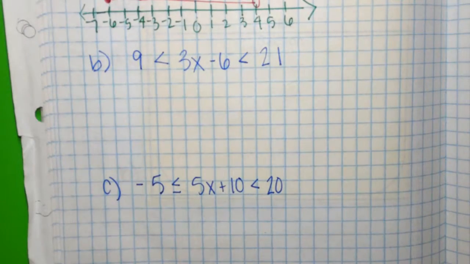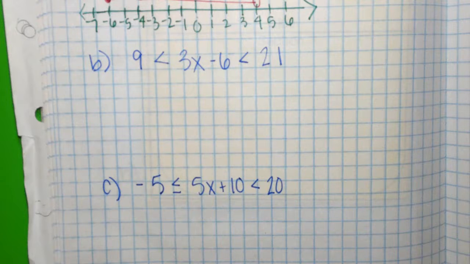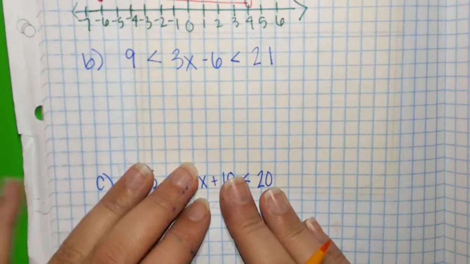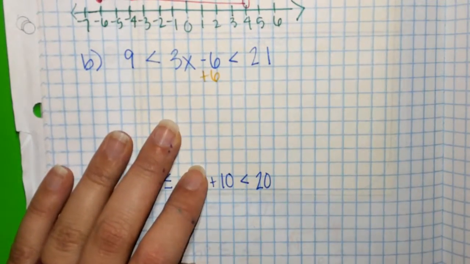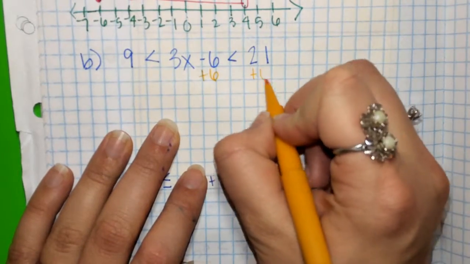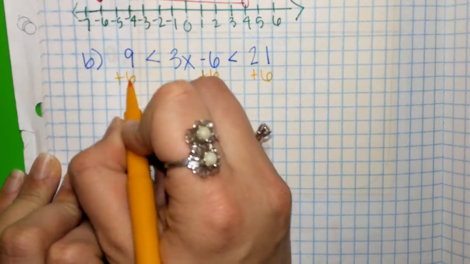Can anybody raise their hand, one person raise their hand and tell me what they think we should do? Jordan? Add 6. All right, Manny, can you tell me where I should add 6 to? 21 and 9.